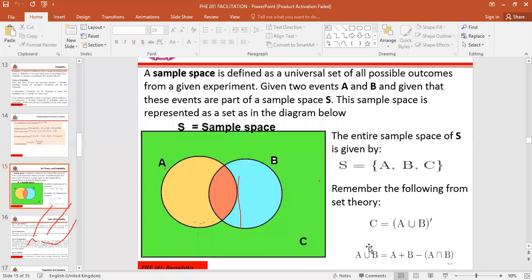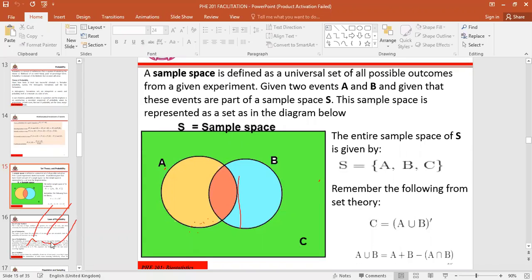So now, A union B will be A plus B minus A intersection B. First of all, the essence of removing this middle one is that it is still inside C, so it's not limited to A and B alone. So what we have there is A intersection B, standing in the environment of the sample space. That's how we have this one.